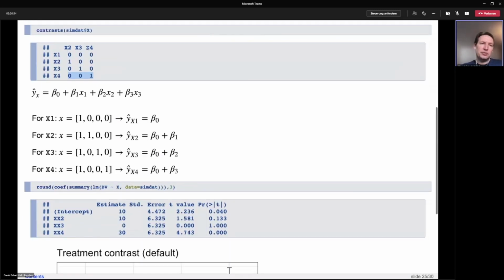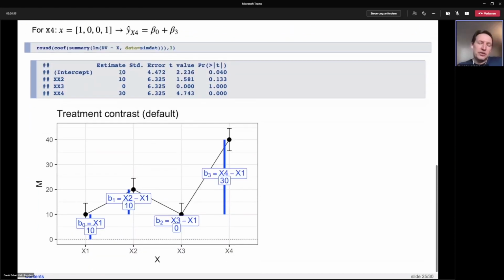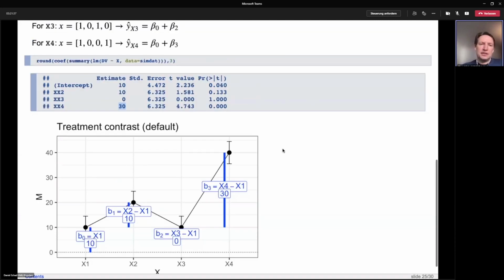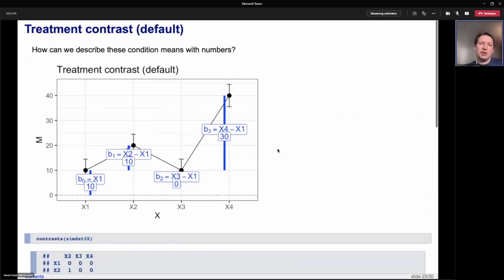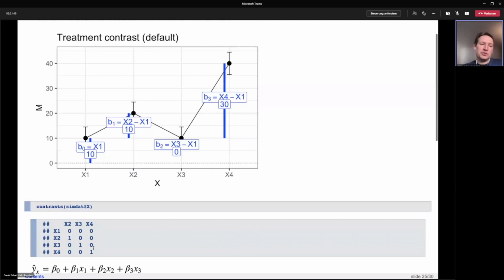If we use this contrast matrix to estimate a model, we can see that the coefficients we estimate directly correspond to the numbers that we specified in our figure. The intercept estimate is 10, exactly the 10 that we see in the figure. The first contrast for x2 is 10, exactly the difference between 20 and 10. The next contrast is estimated as 0, because x3 is equal to x1. And the last contrast is estimated as 30, the difference between 40 and 10. So when you have more factor levels, the treatment contrast compares each factor level to the baseline using this contrast matrix.